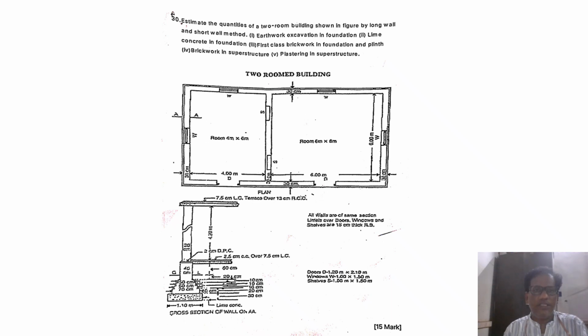Good day all. In this short video, we are going to have a discussion about how to estimate a two-room building. Here you see the plan of the building. We have two rooms with internal dimensions 4 meter by 6 meter and 6 meter by 6 meter. The section is also given, and the section reveals all the detailed specifications. So let us proceed now.